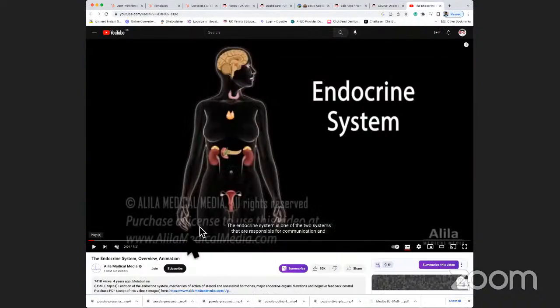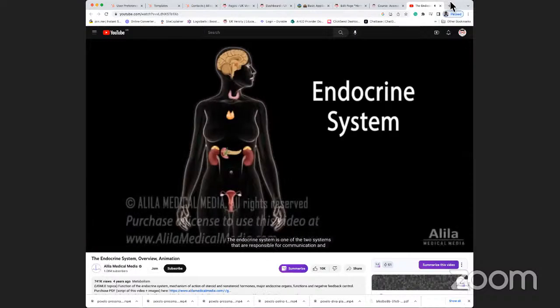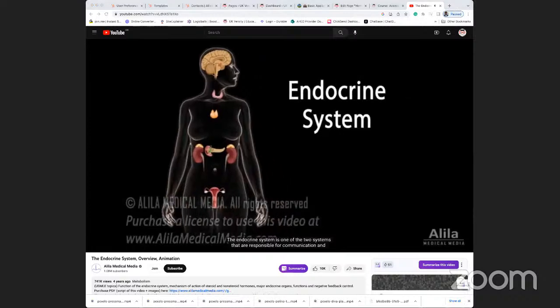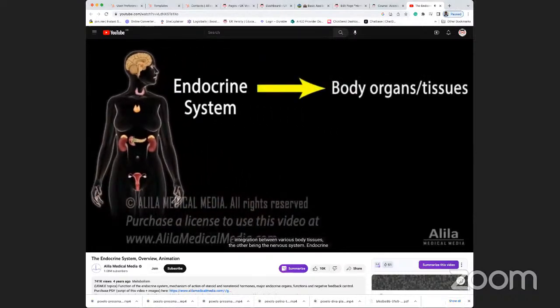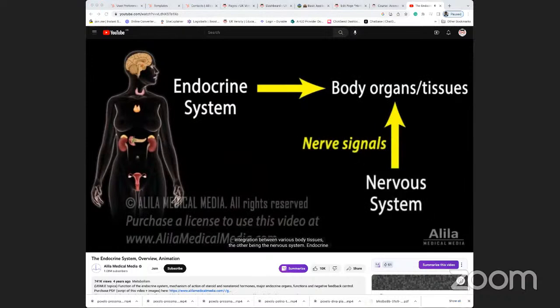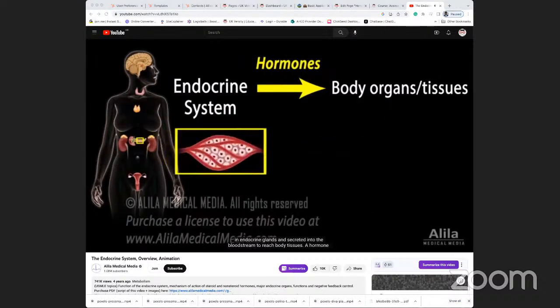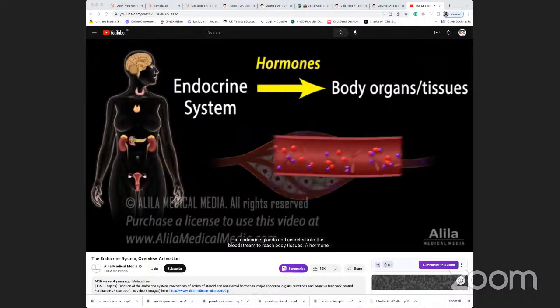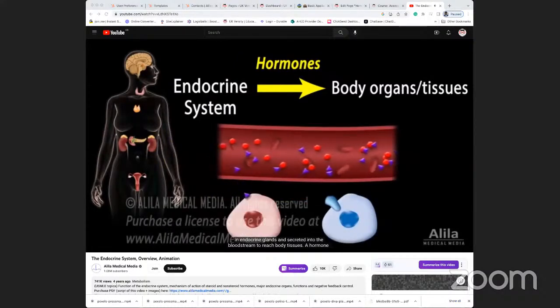And then let's look at a brief video of the endocrine system to understand how this system typically works within the human body. The endocrine system is one of the two systems that are responsible for communication and integration between various body tissues, the other being the nervous system. Endocrine communication is achieved by means of chemical messengers called hormones. Hormones are produced in endocrine glands and secreted into the bloodstream to reach body tissues. A hormone can travel wherever the blood goes, but it can only affect cells that have receptors for it. These are called target cells.